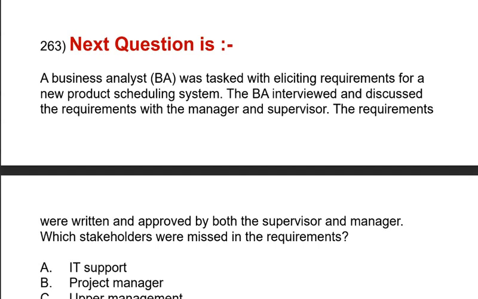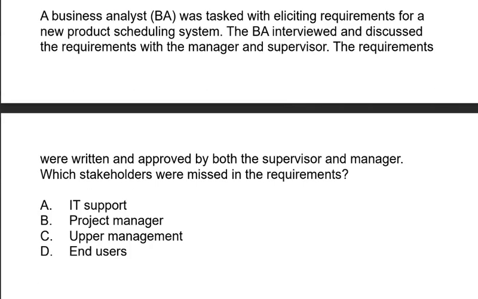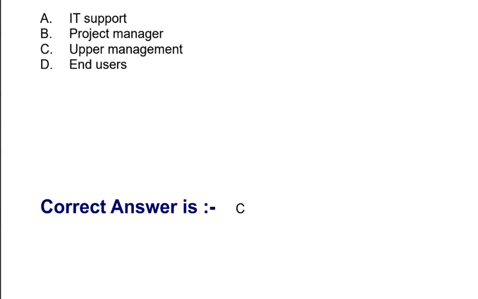Question is, a business analyst BA was tasked with eliciting requirements for a new product scheduling system. The BA interviewed and discussed the requirements with the manager and supervisor. The requirements were written and approved by both the supervisor and manager. Which stakeholders were missed in the requirements? Option A, IT support. Option B, project manager. Option C, upper management. Option D, end users. Correct answer is option C.